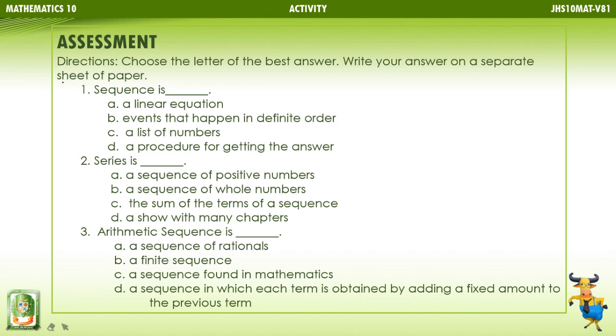2. Series is blank. A. A sequence of positive numbers. B. A sequence of whole numbers. C. The sum of the terms of a sequence. D. A show with many chapters. 3. Arithmetic sequence is blank. A. A sequence of rationals. B. A finite sequence. C. A sequence found in mathematics. D. A sequence in which each term is obtained by adding a fixed amount to the previous term.